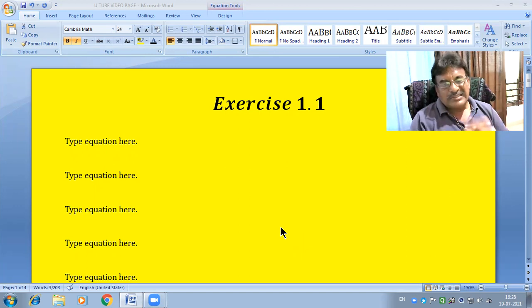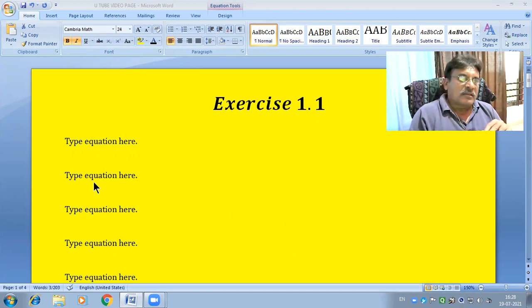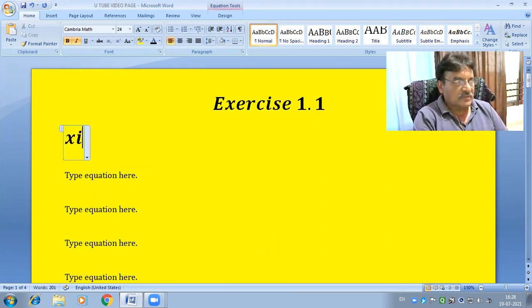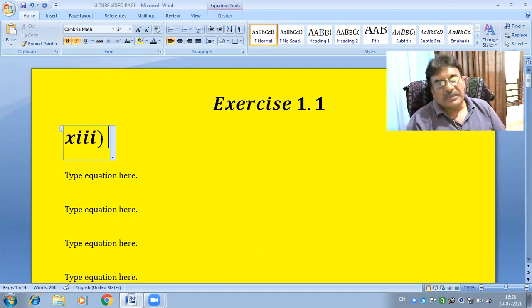Today again we solve some problems from exercise 1.1. Name of unit is differentiation. Mathematics part second for class 12. Today we solve problem number 13. In this problem, we find dy by dx, that is, again differentiate the given functions with respect to x.